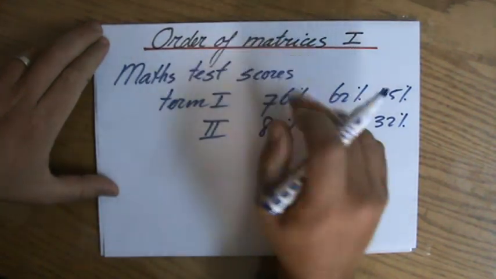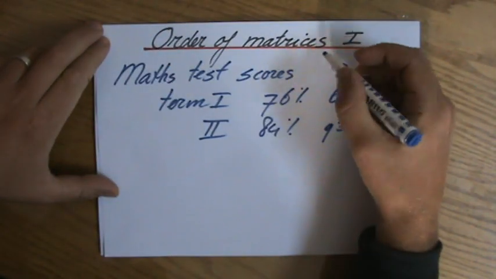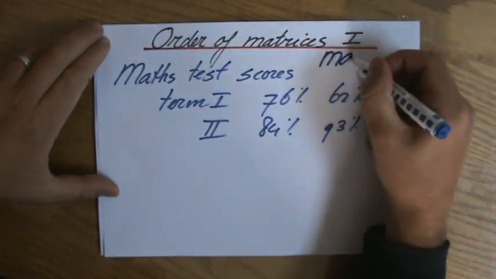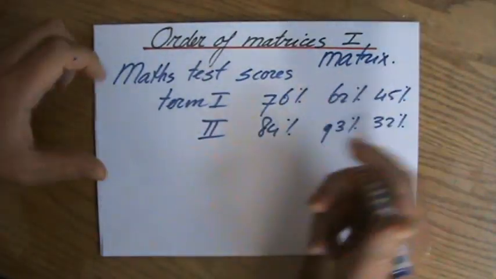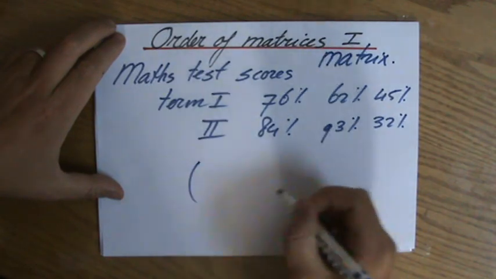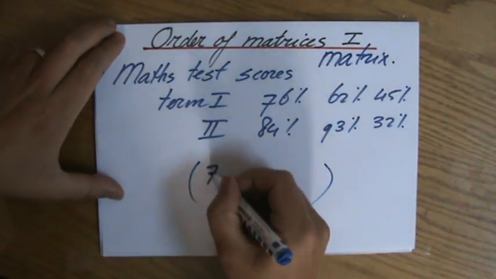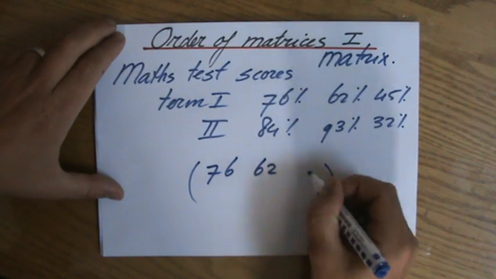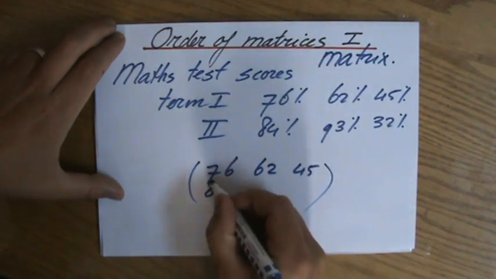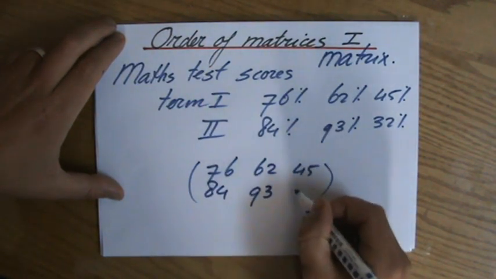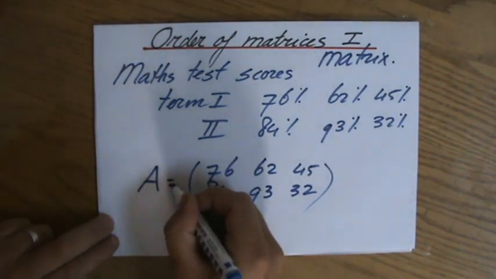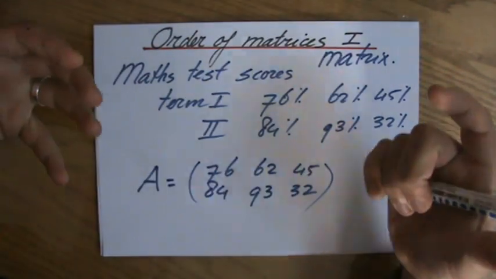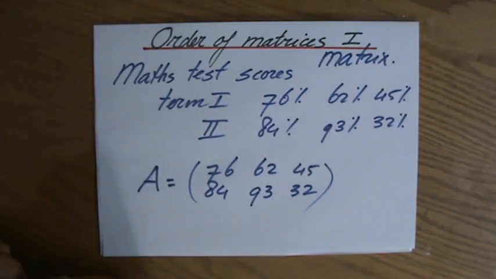And then a matrix, because matrices is plural and singular I should say, is a matrix. It's just a way to represent that information. And it's always in those brackets. And I could say 76, 62, 45, 84, 93, 32. So this is the matrix. Let's say the matrix A that represents my maths test scores in terms 1 and 2.